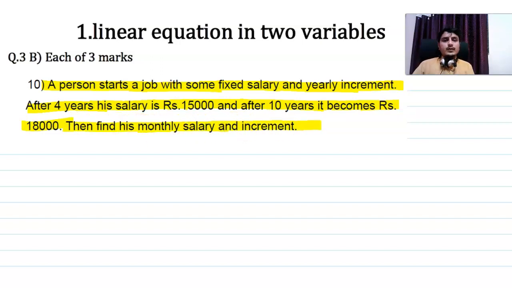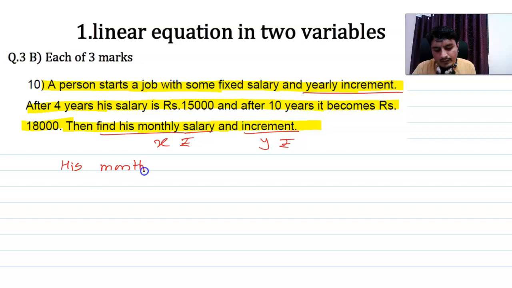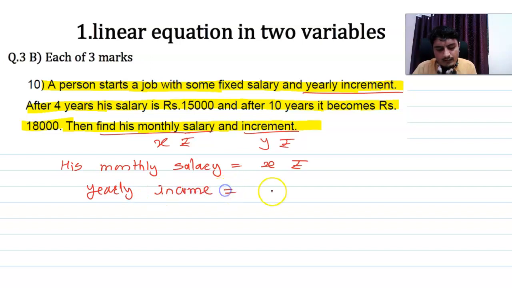Now keep in mind, in case of a word problem, whatever data we have to evaluate, let us assume that as a variable. So his monthly salary we have to evaluate. Let us assume that his monthly salary is X rupees and the yearly increment is Y rupees. So I am writing his monthly salary we have X rupees, while yearly increment we have Y rupees.